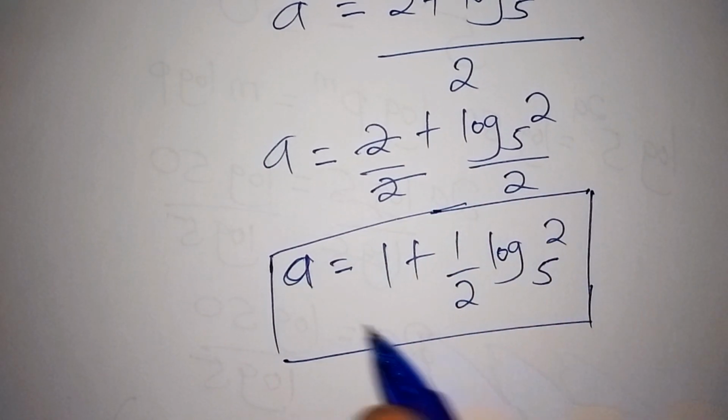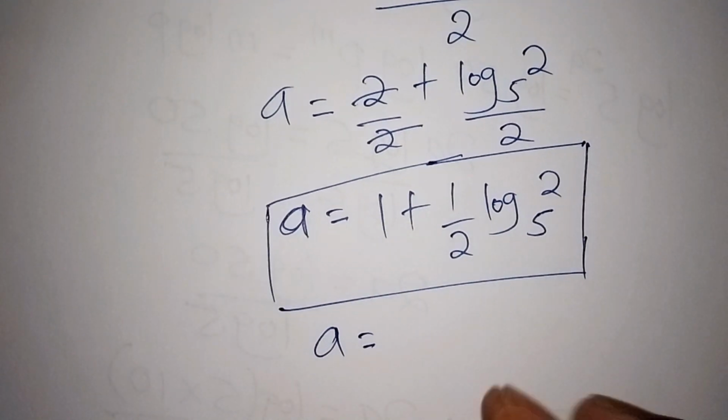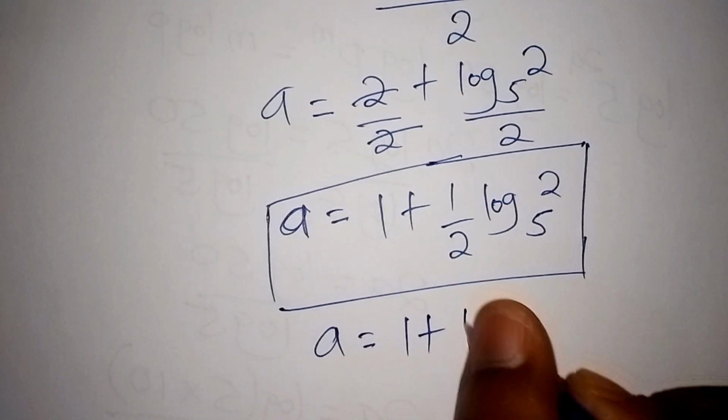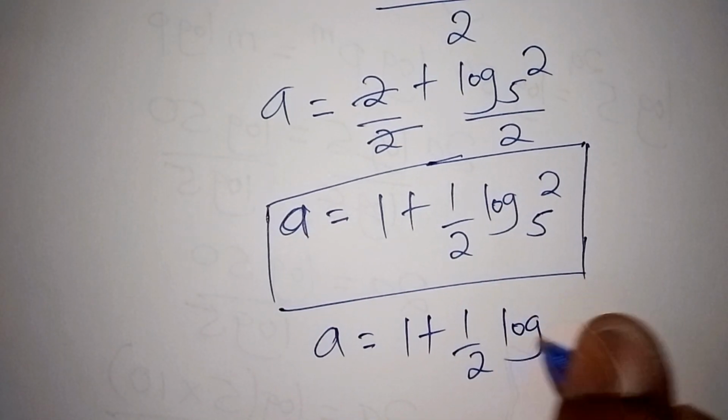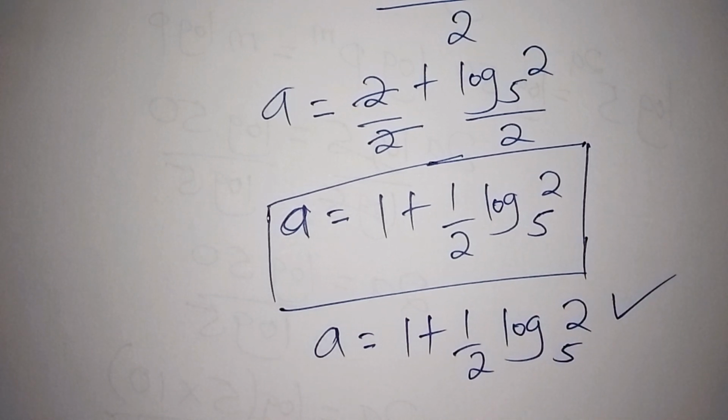So our correct answer is a is equals to 1 plus a half the log of 2 to the base of 5. So that is how we work it out and get the correct answer.